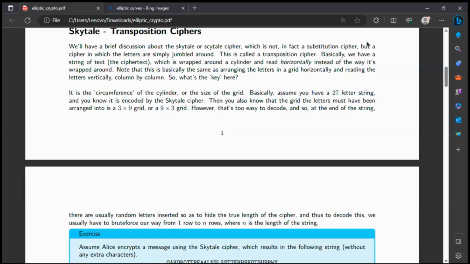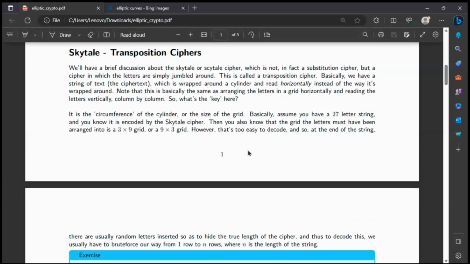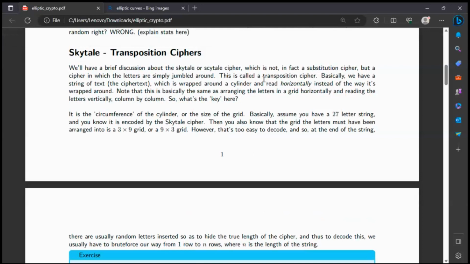Basically, the Skytale cipher is a cipher in which the letters are jumbled around, but they're jumbled around in a sophisticated way. You also might have done this in school. You might have sent secret messages from one person to another by reversing the text. Like, suppose you have the word HAVE. You actually send EVAH instead of HAVE.